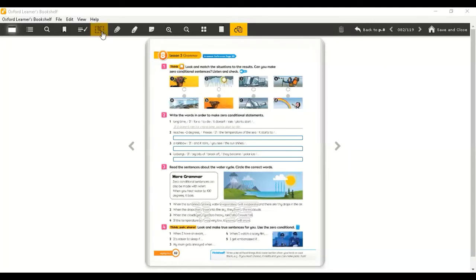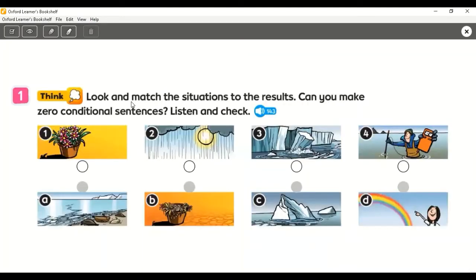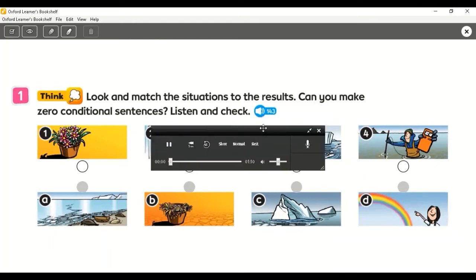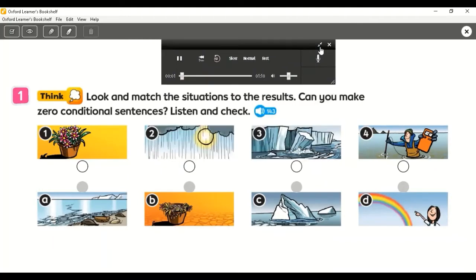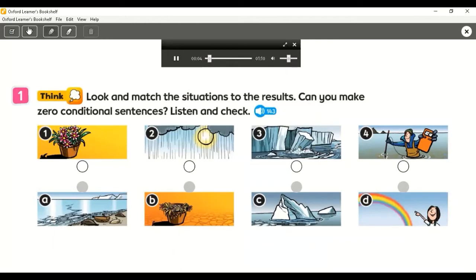Look at question number 1 here. Look and match the situations to the results. Can you make zero conditional sentences? Listen and check. So listen carefully. Listening 143. Listen and check.